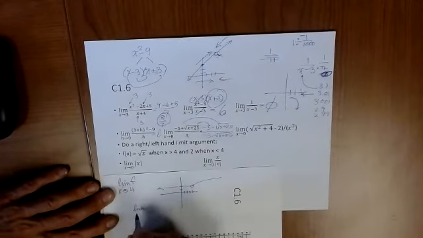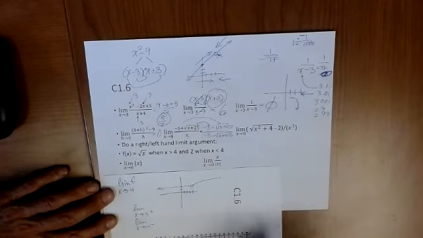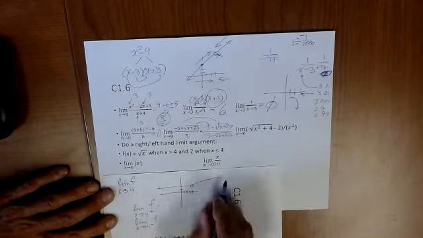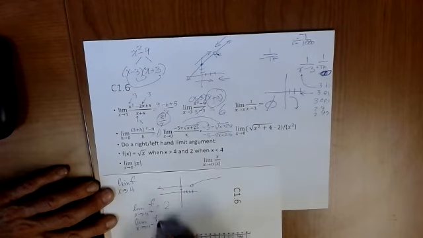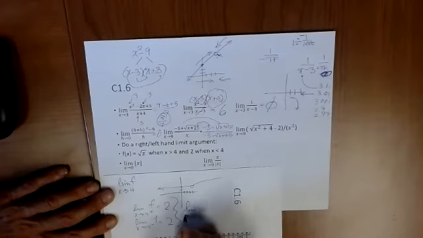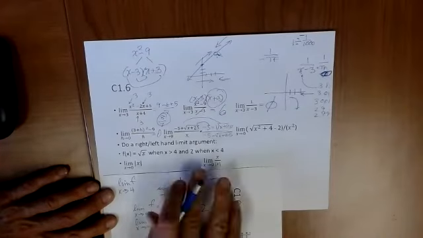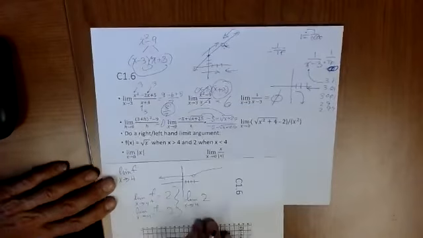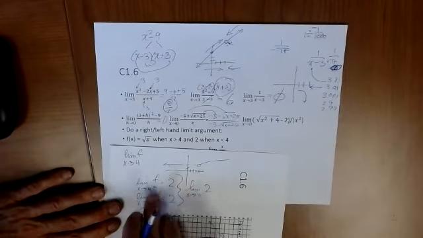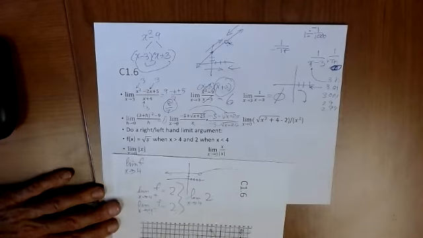What's the limit as x approaches 4 from the right? What's the limit as x approaches 4 from the left? Okay? From the right, it is 2. From the left, it is 2. That implies the limit as x approaches 4 from both sides is 2. There's your right and left hand limit argument. I want to see all 3 parts on a limit argument.